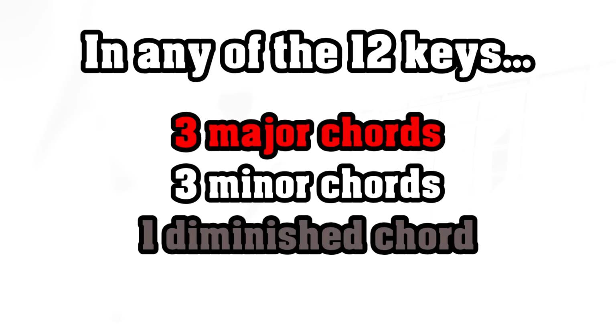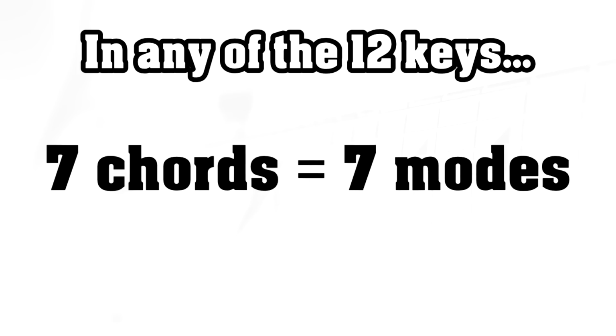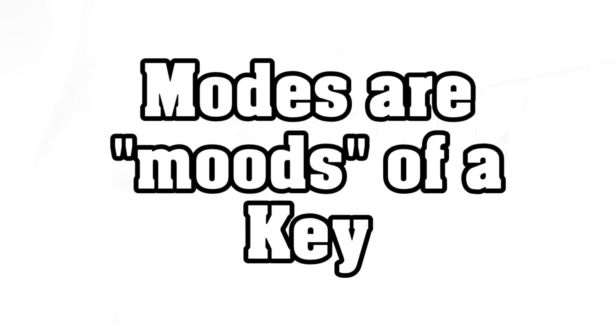In any given key, you have exactly 3 major chords, 3 minor chords, and 1 diminished chord. All 12 keys work exactly the same as each other, and in any given key, you will find these exact same 7 chords. A mode is simply the sound that is created when you take one of these 7 chords that are found in any given key, and you make that to be the tonal center of the key. Again, any given key has exactly 7 chords in it, therefore any given key has 7 potential modes, 7 potential tonal centers. You could replace the word mode with the word mood, and it really wouldn't have changed the meaning that much.